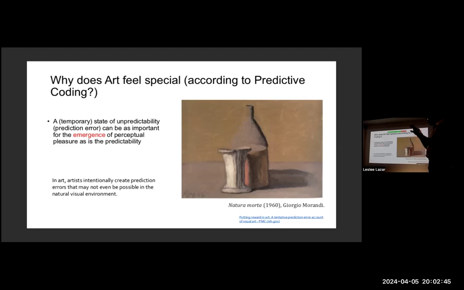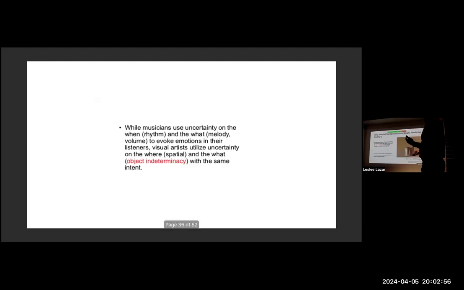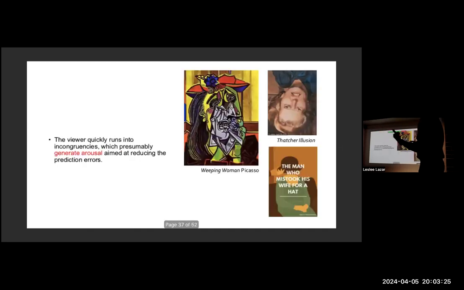What the artist is trying to do, not consciously, right? They don't go and read theories about prediction. This is one of the theories that tries to understand and interpret art in one way: that artists may be playing around with prediction error. Musicians use uncertainty on the when, that is the rhythm, and the what, that is the melody and volume, to evoke emotions in their listeners. This is well studied. Music is much better studied than visual art. Visual artists utilize uncertainty on where and what with the same intent, right? If you see most of the Cubist art, it's like that. The previous image that I talked about is like that.